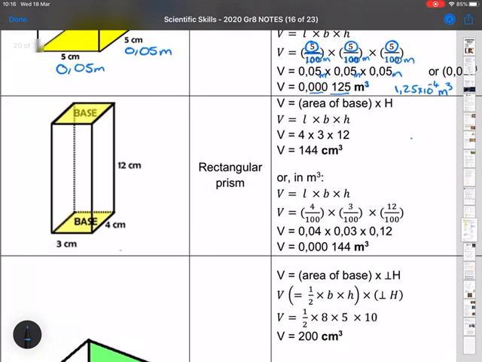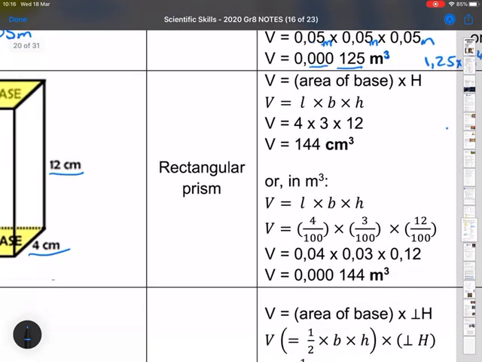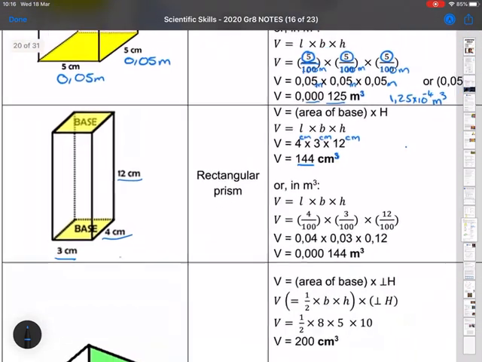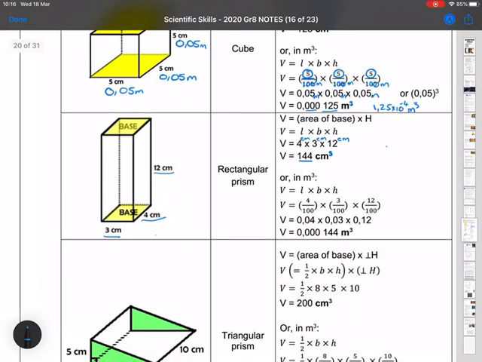Okay. If you wanted to do the volume of a rectangular prism, again the formula is length times breadth times height. So if we had 3, 4 and 12 centimeters, you'd multiply 3 by 4 by 12, and that would give you 144 centimeters cubed. So we've got 4 centimeters by 3 centimeters by 12 centimeters. That gives us 144 centimeters cubed.